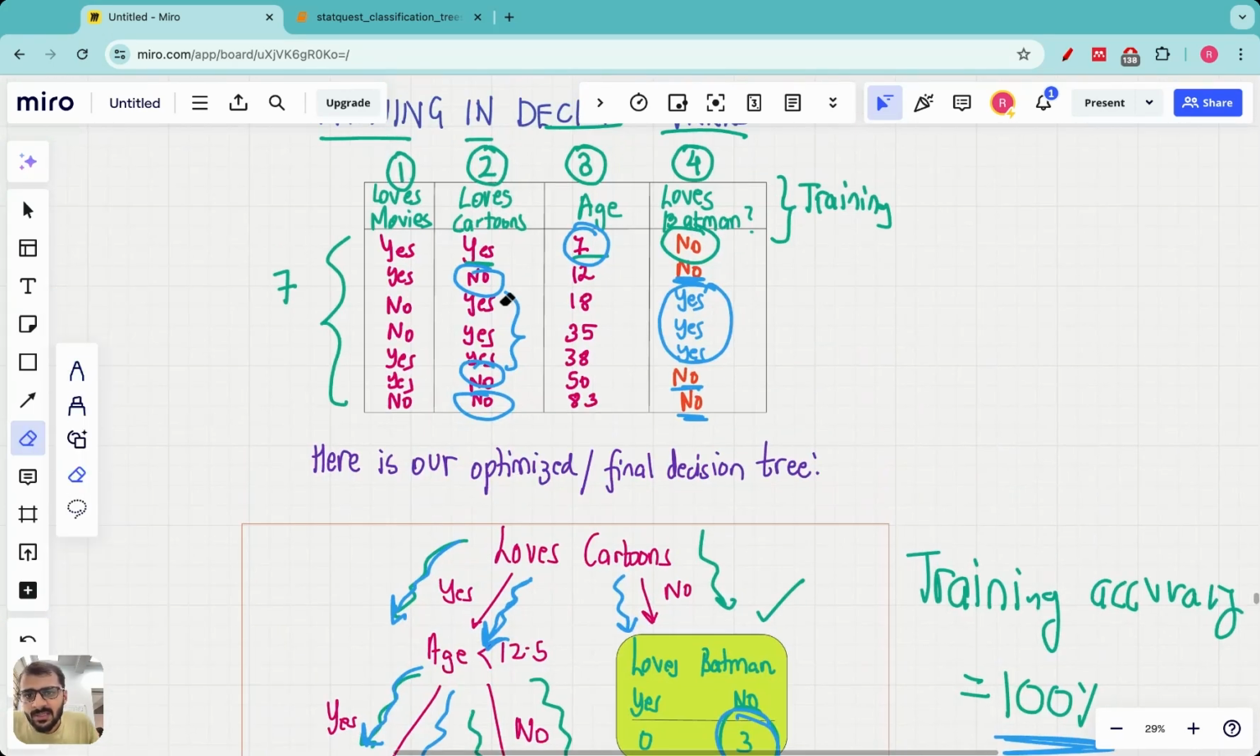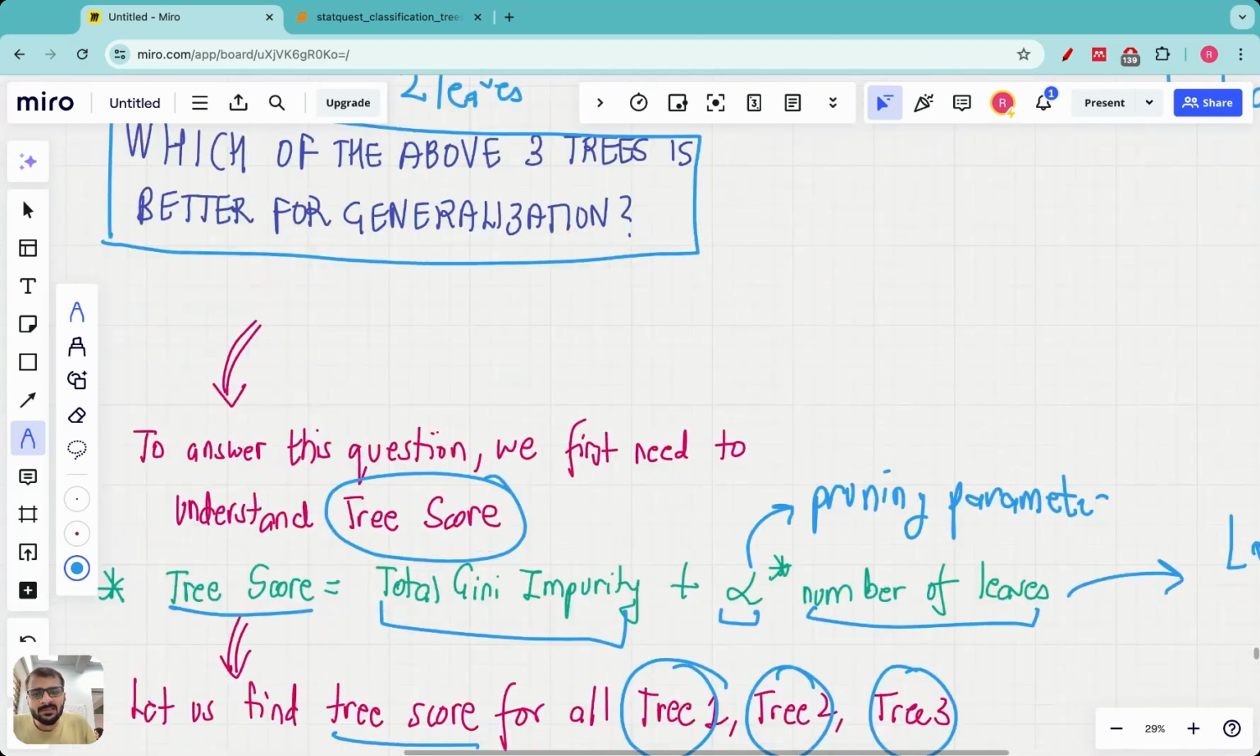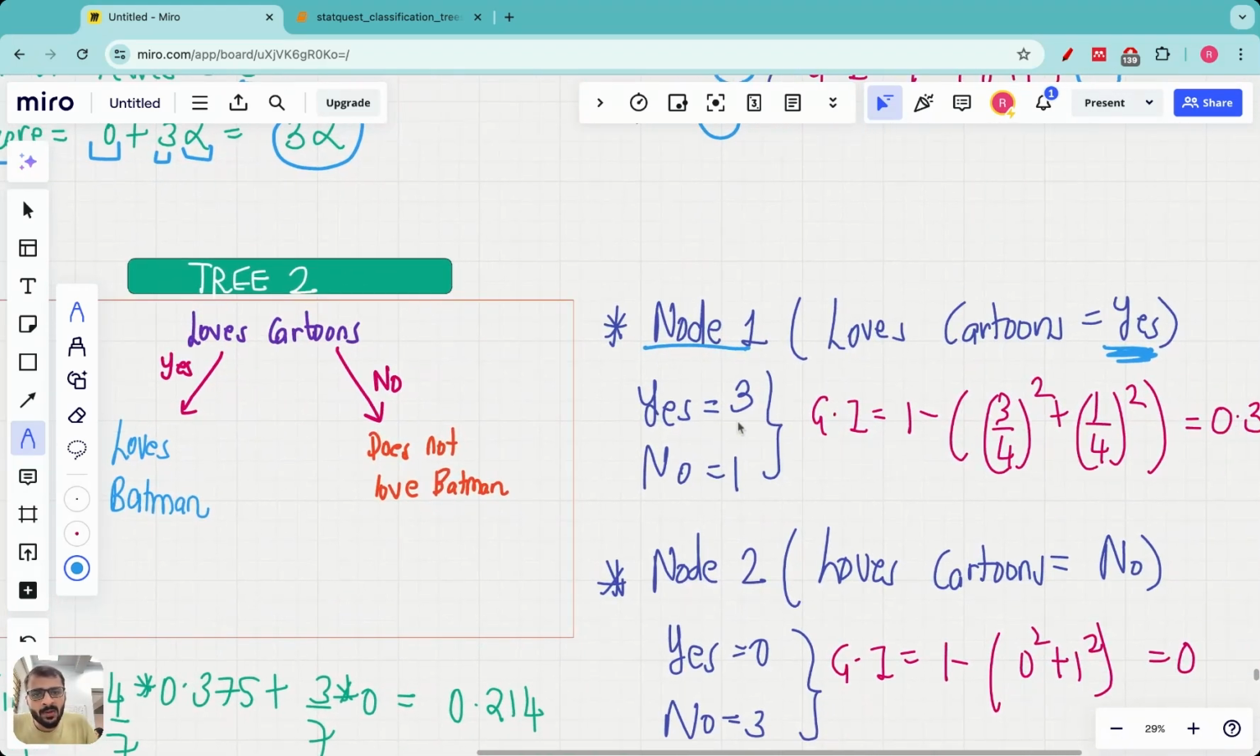I'm first going to erase some of these things over here so that it will be easy. So in node number 1, we have the people who have answered yes to loves cartoons. So it's 1, 2, 3, 4. These 4 people. And let's look at loves Batman. So for loves Batman, there is 1 no and there are 3 yeses. So there will be 1 no and 3 yes. That is exactly what I'm going to write here. For node 1, yes is equal to 3 and no is equal to 1.